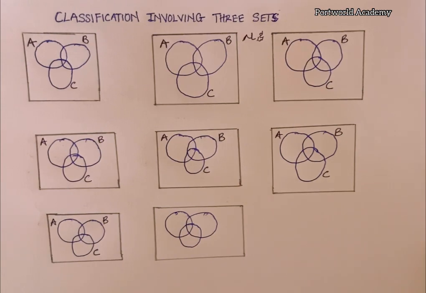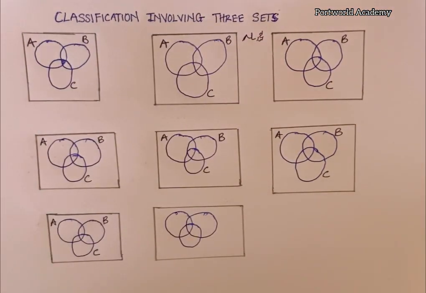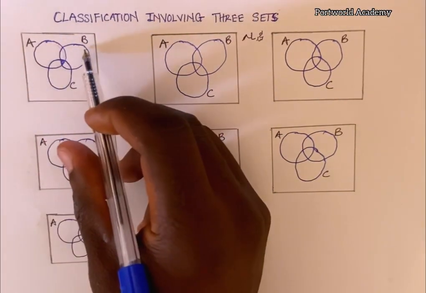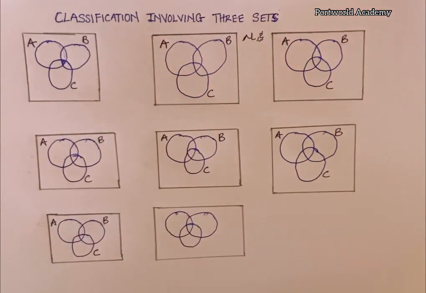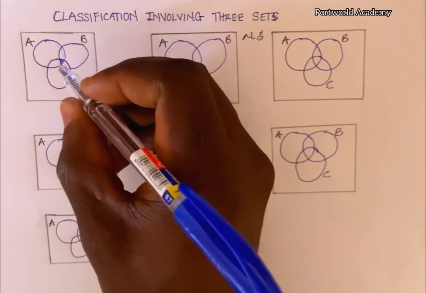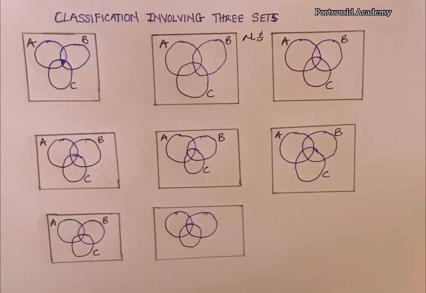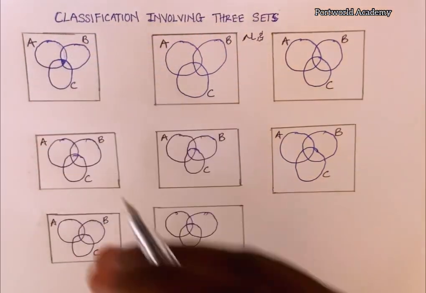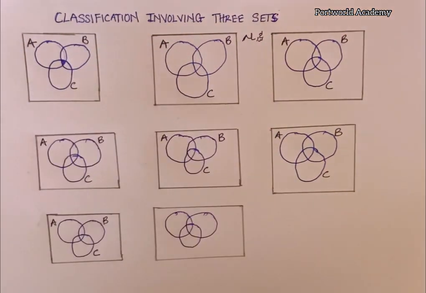So let's say, according to the first box, I have all this part shaded. Then what does that mean? Looking at it very well, this circle belongs to my set A, this circle belongs to my set B, and likewise this circle also belongs to my set C. But I'm having this part shaded. Then it shows that if you look at this part very well, all the three sets actually intersect each other at this point.